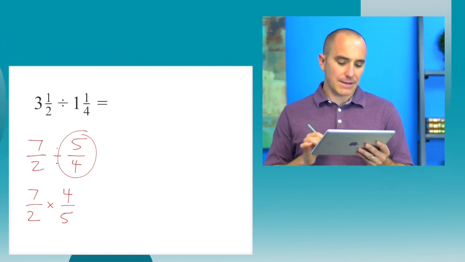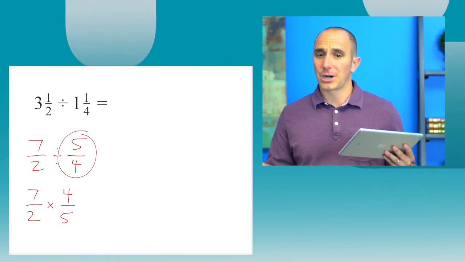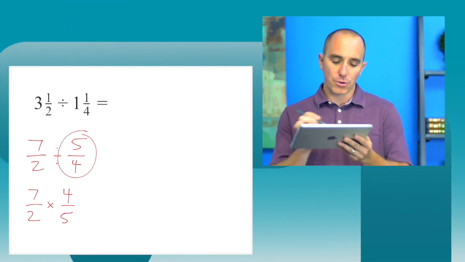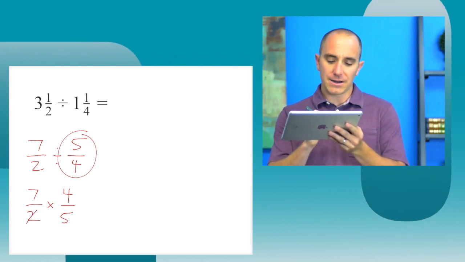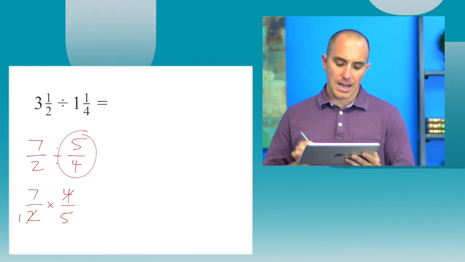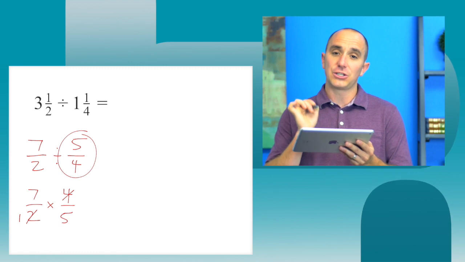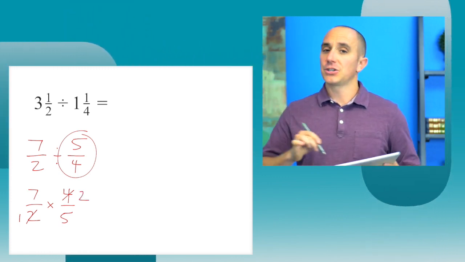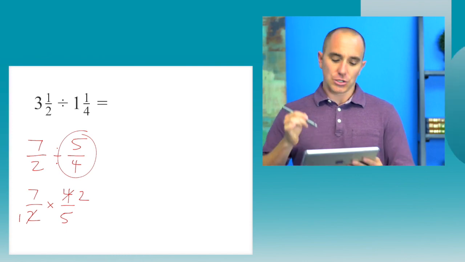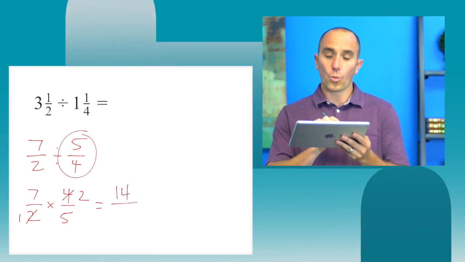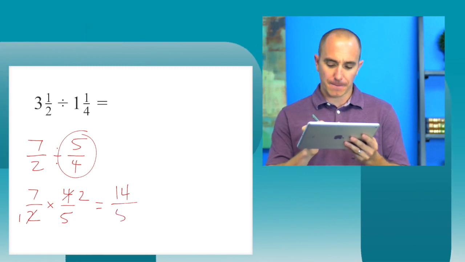So right away I see that 7 and 5 don't share anything. They're actually both prime numbers. And then I have a 4 and a 2. And they're both even numbers, and they both share a 2. So if I divide out a 2 from both, the 2 turns to a 1, because 2 divided by 2 is 1. And the 4 turns into a 2, because 4 divided by 2 is 2. Now I just simply multiply across. So 7 times 2 is 14. 1 times 5 is 5.